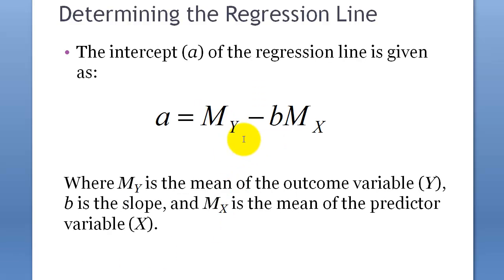Once you know that, you can come up with the formula for the intercept, and this makes sense logically. The intercept is going to be the mean of y minus b times the mean of x. I'm going to explain that in a different video, because it takes too long here.